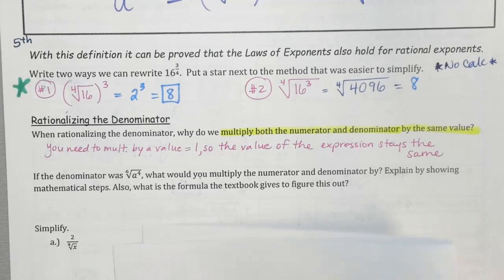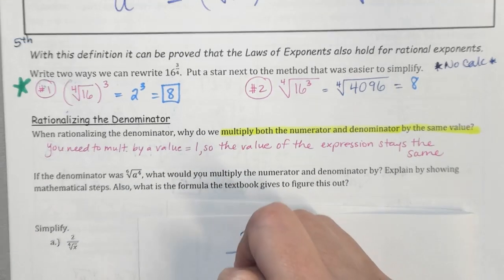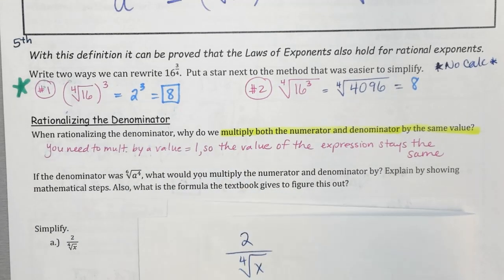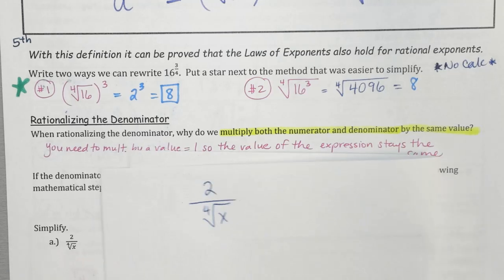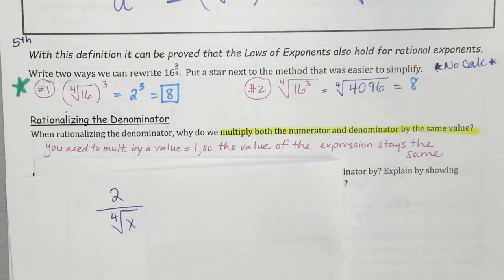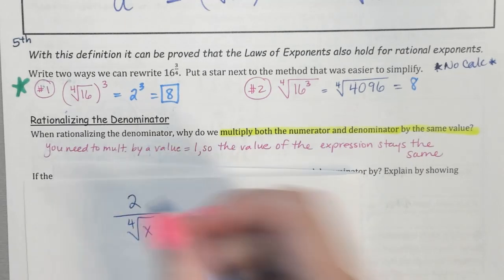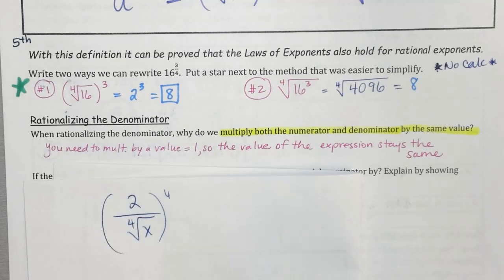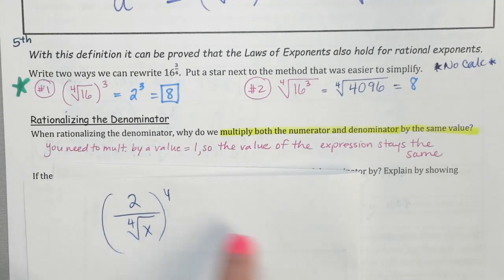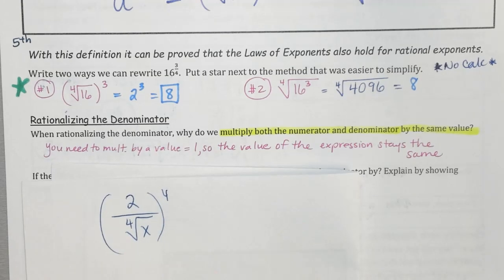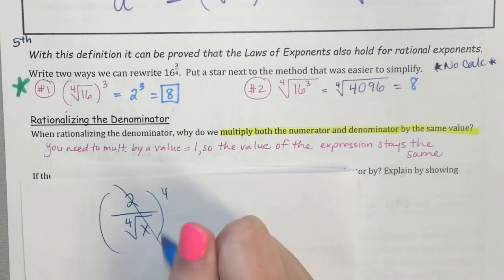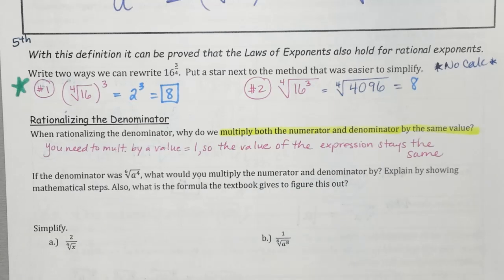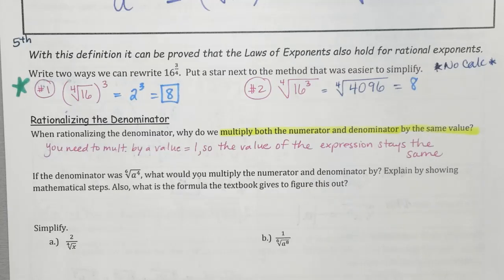The reason why it's important to think about that is sometimes we might see something that looks like this. Okay, that's what we have for A down here. And sometimes people might be thinking, oh, to undo a fourth root, I just have to do the fourth power. Well, you can't do that with an expression. If it was an equation, you could do to one side what you do to the other, but this would not be allowed. Okay, so we have to multiply the top and the bottom by the same value.